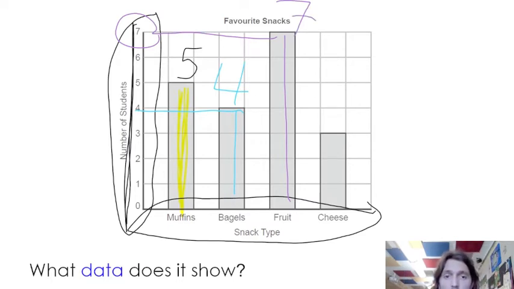All right, and now cheese, let's look at cheese. Let's count up there. 1, 2, 3. All right, and let's double check. We can go all the way over following this line, and sure enough, it lands on the 3. So 3 students like cheese the most.